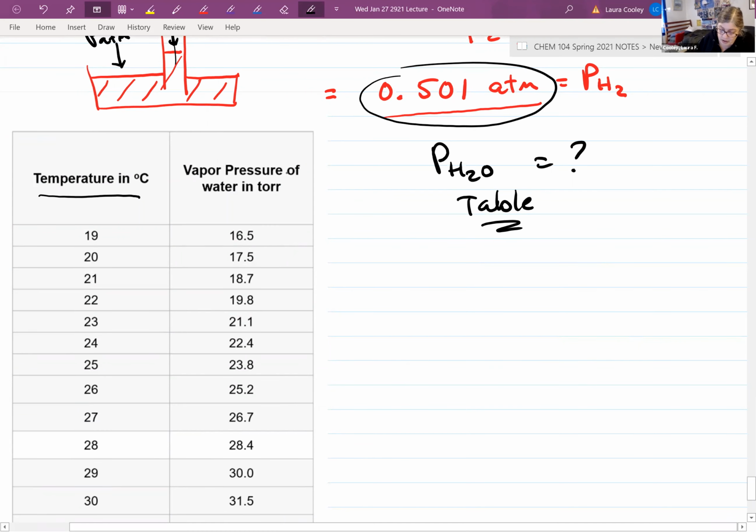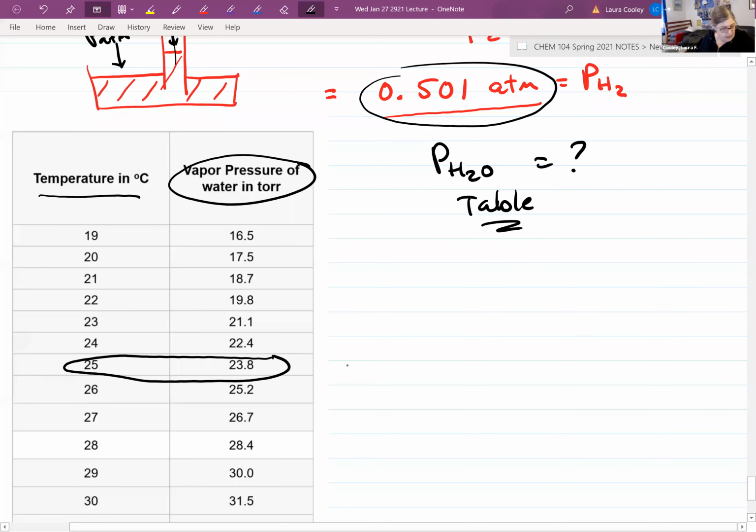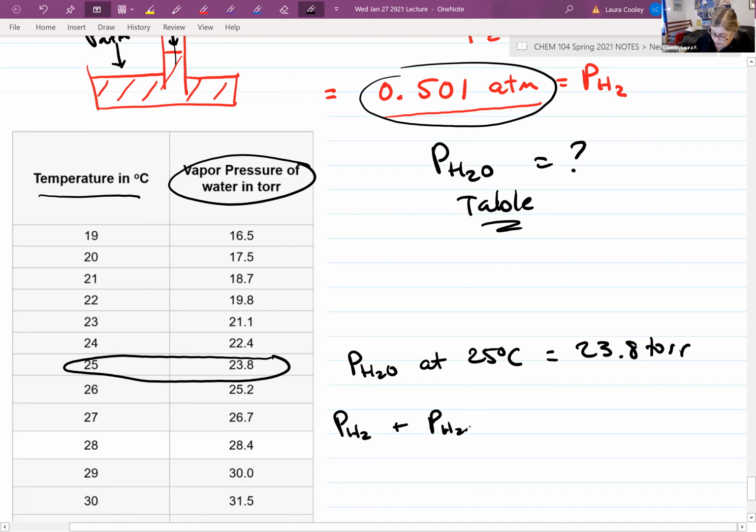Okay, temperature, vapor pressure of water. Usually this is given in torr. So that's, if you circle, this is 25 degrees C. At 25 degrees C, you have a partial pressure of H2O that is 23.8 torr.